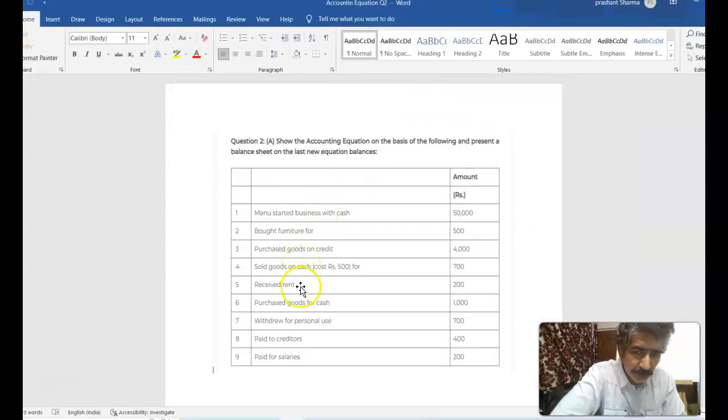So transaction number 4, sold goods on cash. In brackets the cost is given to be rupees 500, means the goods which have been sold for cash had the cost price of rupees 500, but outside in the amount column it's given 700. So cost price is 500 and SP, selling price, is 700. So obviously the profit becomes how much? SP minus CP, selling price minus cost price, is your profit. 700 minus 500 is 200.